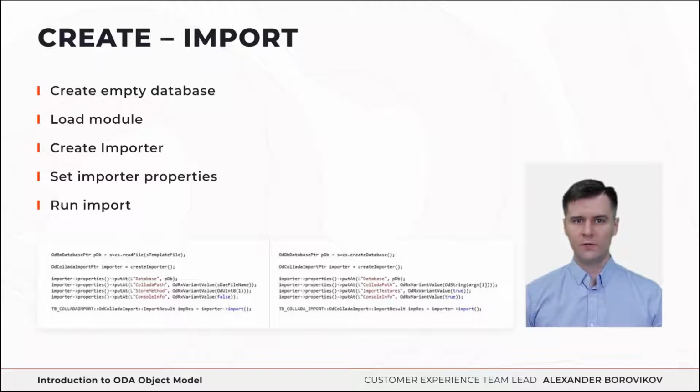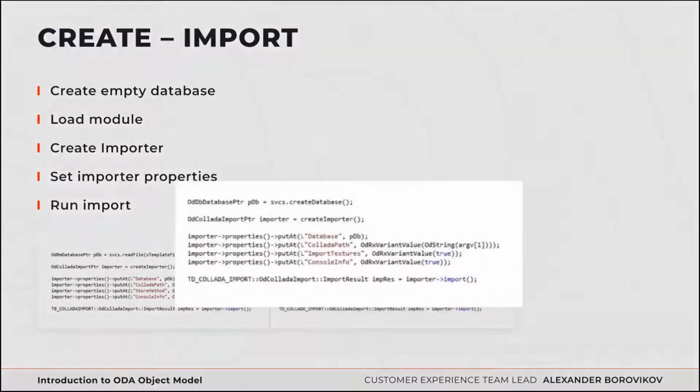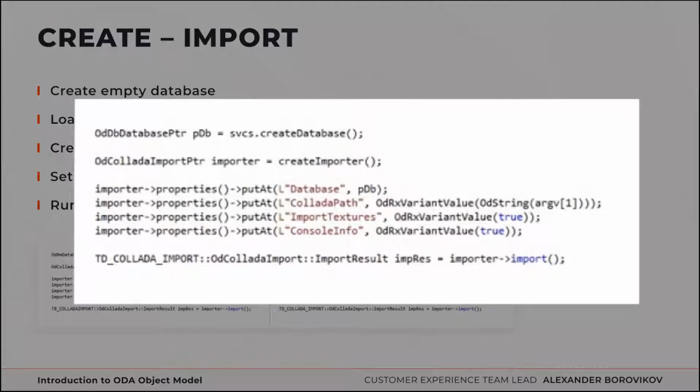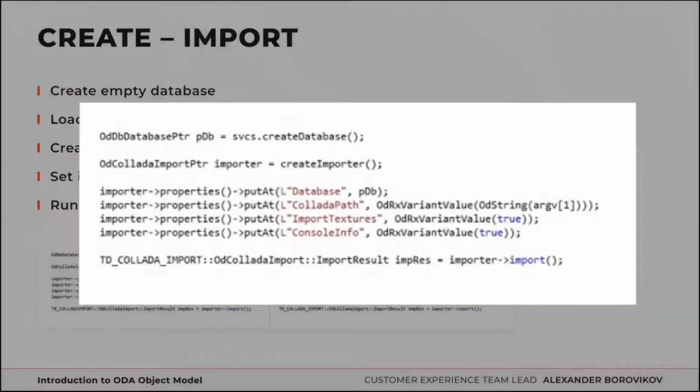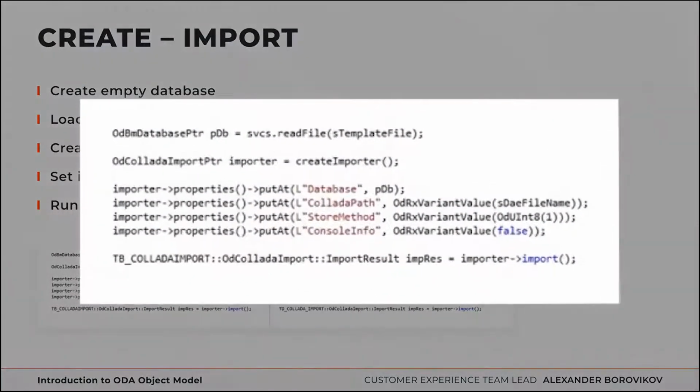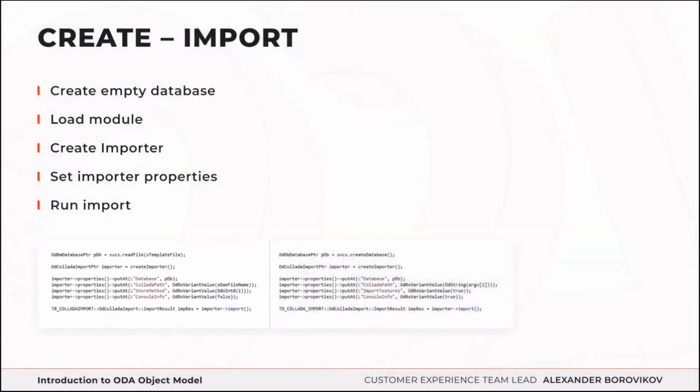Two code extracts on this slide illustrate import performed for ODBM, Autodesk Revit support, and ODDB, drawings DWG support databases. The code is quite similar. For imports, please pay attention that the situation varies. For instance, for ODDB database, DWG format, we call createDatabase with the default parameters, not specifying anything explicitly, while for ODBM database, Autodesk Revit format, we read a special template file that includes several necessary containers.